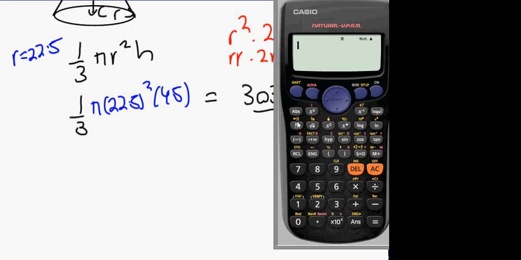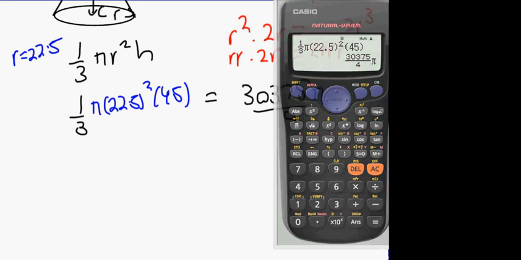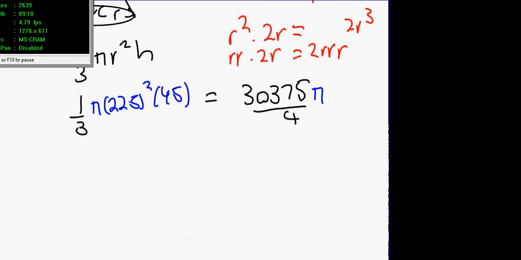So I'm just going to put it into the calculator. 1/3 pi multiplied by 22.5 squared times 45. And what we're going to get here is 30375 over 4. So we actually know it's correct then. It's a good idea to check your answers if you actually have the time to check them.